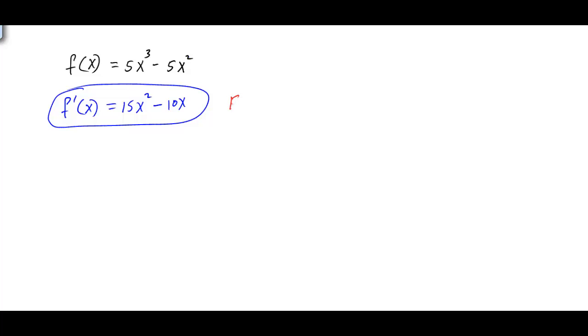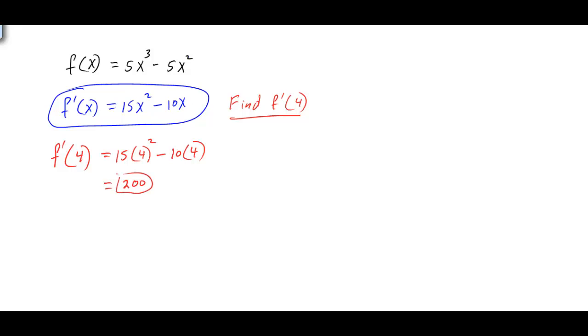Now what if I went a step further and I said we want to find, let's say, f prime of 4. Well, this simply means we want to find the derivative evaluated at 4. Well, that means we would simply say, well, here's the derivative, and we want to plug 4 in for x. So you would get 15 times 4 squared minus 10 times 4. So then if you multiply this out, you're going to end up with 200.